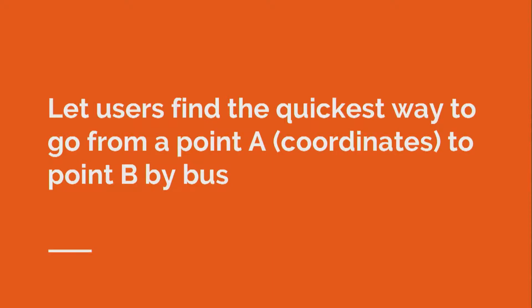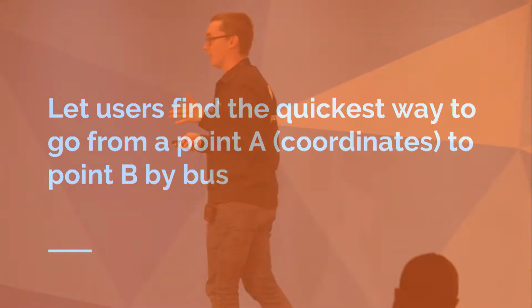So what's the goal? What's the specific goal we have? The goal is to let users find the quickest way from point A to point B in terms of coordinates as fast as possible. So to go, for example, from the Golden Gate Bridge to LinkedIn headquarters as fast as possible, leaving at 6:55, for instance. This is something we use every day, like on Google Maps, but it's actually a bit more difficult than I thought to implement.